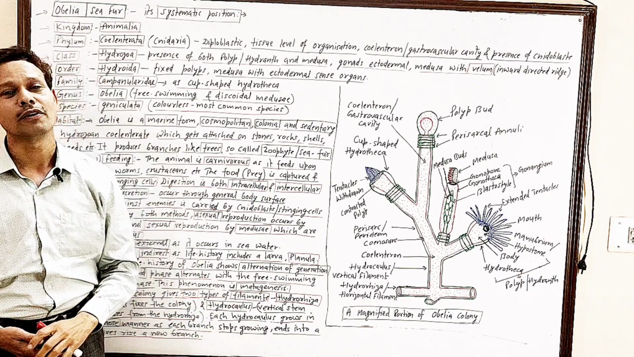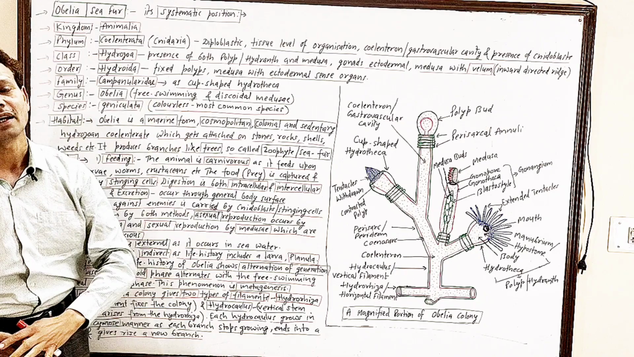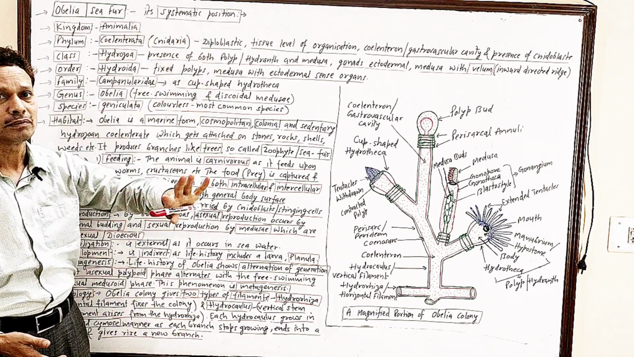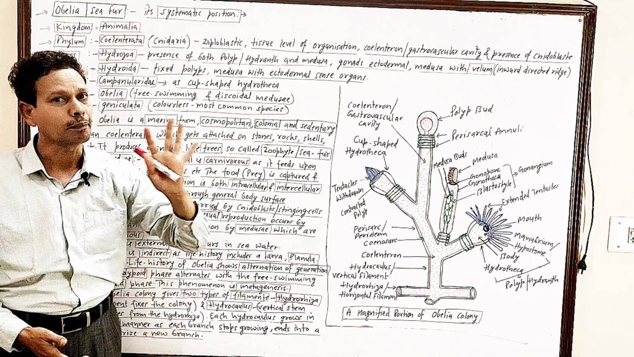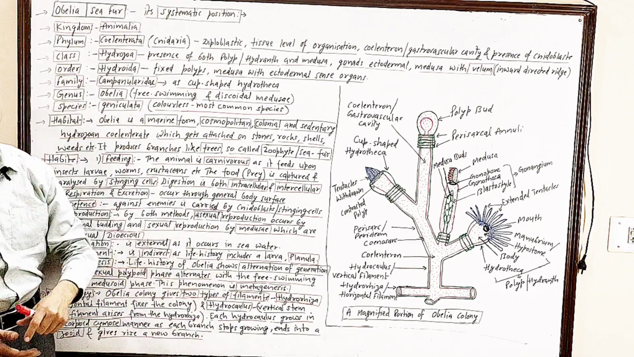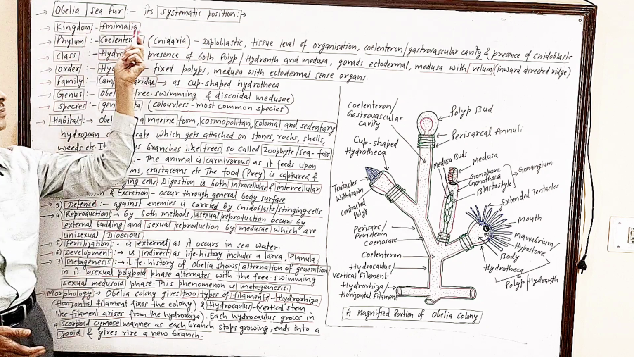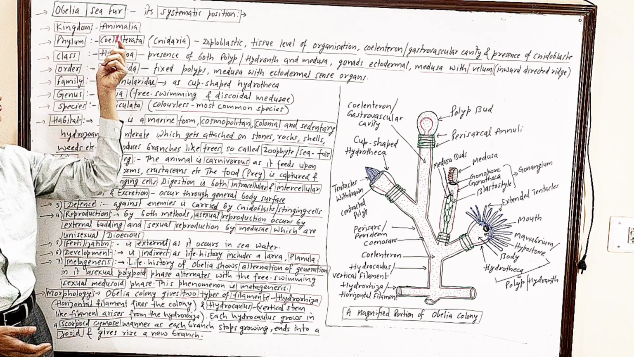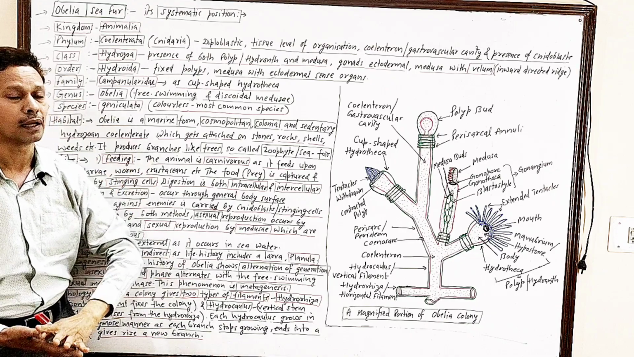Dear students, today's chapter is Obelia. It is a type study of phylum Coelenterata, phylum Cnidaria, phylum Radiata. First of all, we will discuss systematic position. For BSc students, final exam topic, systematic position: kingdom Animalia. This Obelia belongs to phylum Coelenterata, phylum Cnidaria.